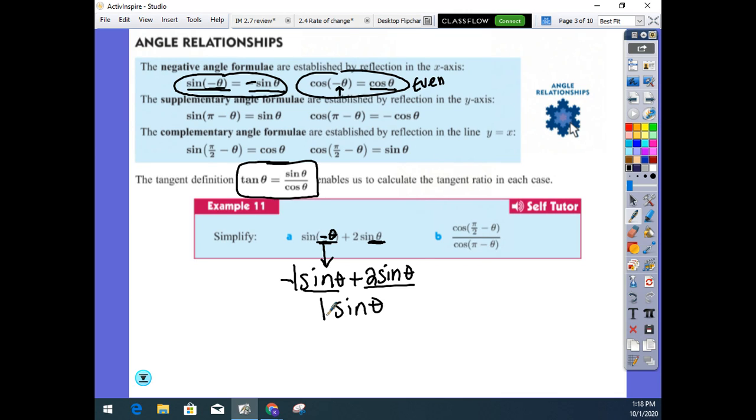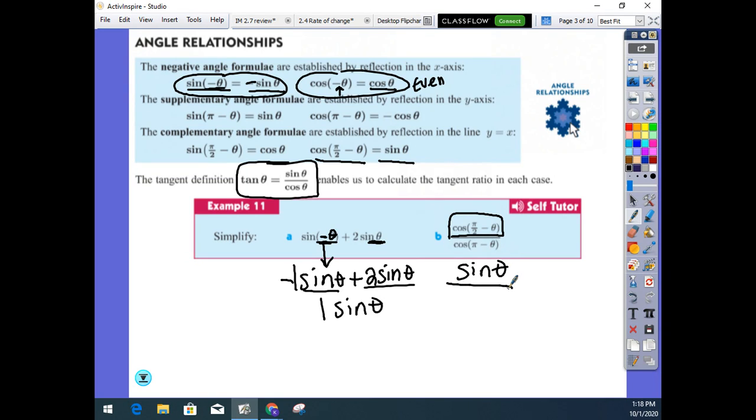Letter B is a little trickier. So if we find cosine of pi over 2 minus theta, that's right here. Notice this is just shifting cosine. So that's when we shift cosine, we get sine. We don't even need all the inside part. We shift cosine different directions to get sine.